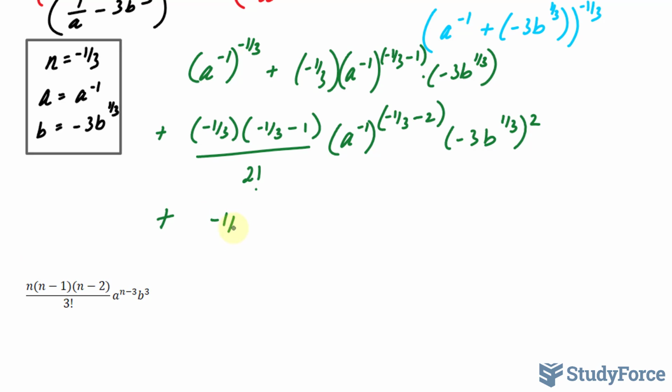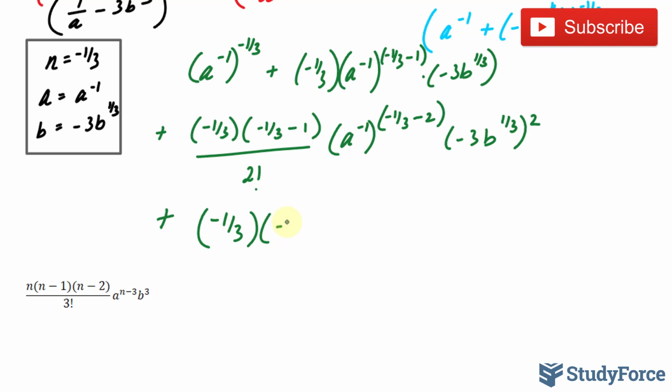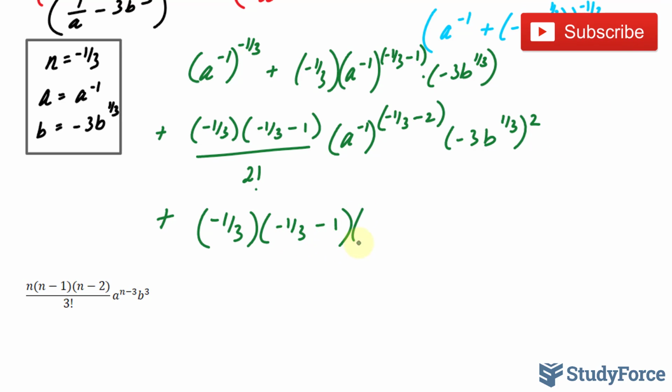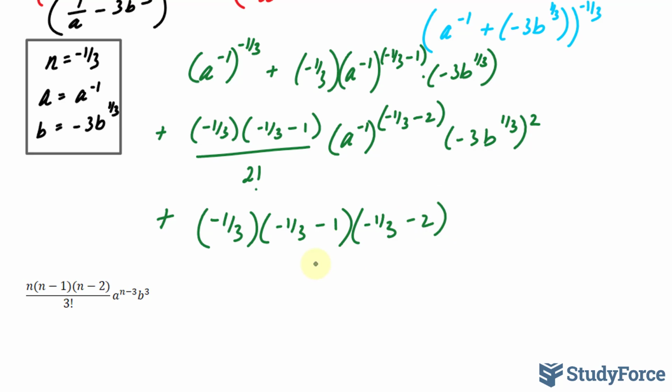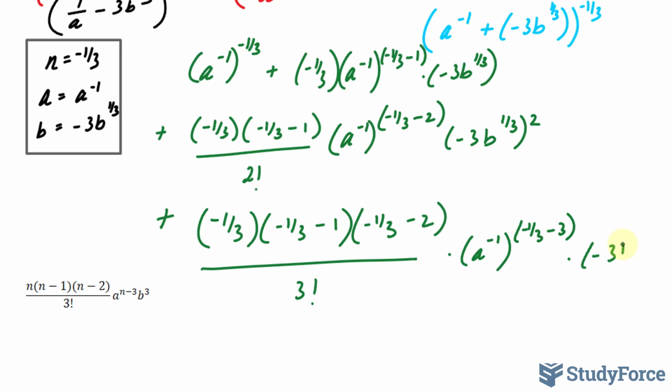My n is negative 1 over 3 times negative 1 over 3 minus 1 times negative 1 over 3 minus 2, over 3 factorial, times my a term, a to the power of negative 1, to the power of negative 1 over 3 minus 3, multiplied by negative 3b to the power of a third. And don't forget the power of 3. The task ahead of us is the complicated part. Now we have to simplify each of these terms. And because this is an ongoing binomial, I'll have to write down plus and this ellipsis.